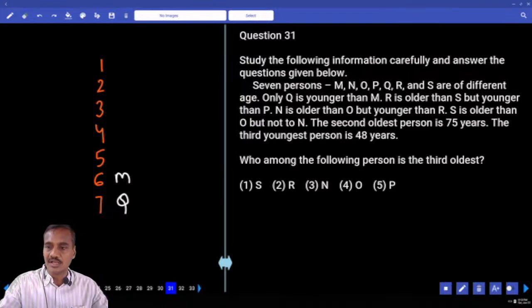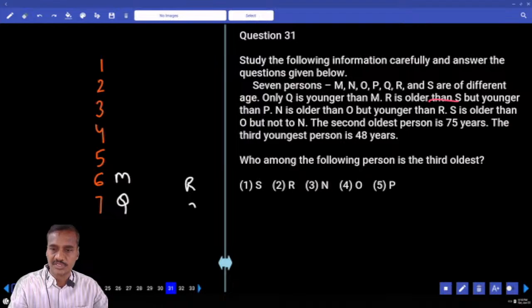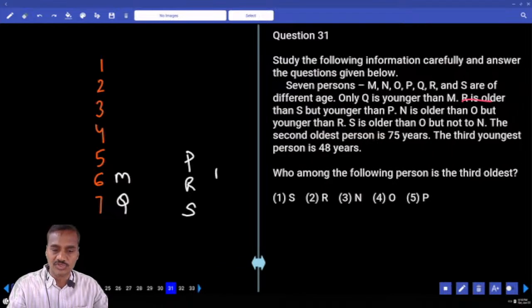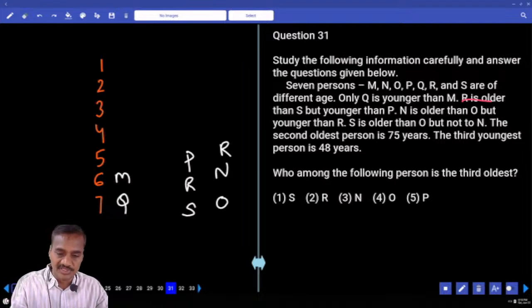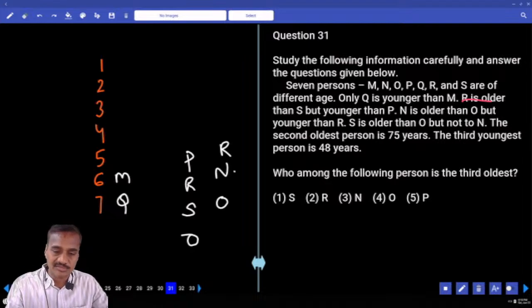Then again, R is older than whom? Yes. But younger than whom? P. N is older than whom? N is older than O. N is older than O, but younger than R. సరిపోయిందా? And younger than S is older than O. Where is S? S is older than O. O is here. And N must be in between O and R.